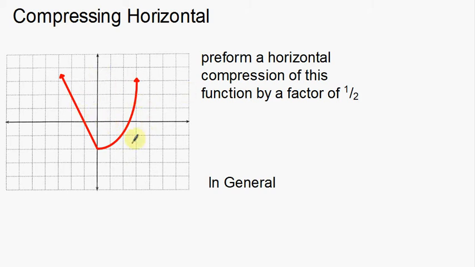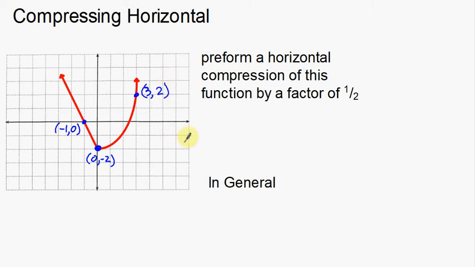Okay, now with any sort of function, if I want to do any sort of compressing or stretching or translating or anything like that, I need to have a couple of points. So a couple of points that I'm going to use are (0, -2). I'm also going to use this point here, which is (1, 0). And then I'm also going to use this point over here, which is (3, 2). Okay, so there's a couple of points I'm going to use.